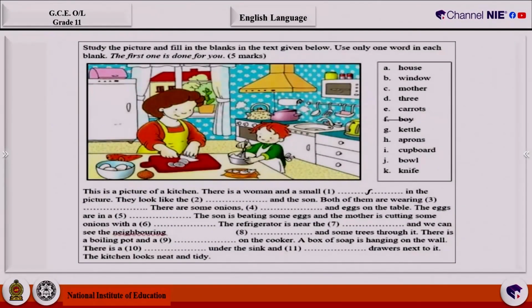And at the same time you take a pencil and you cut off the words that we have used.